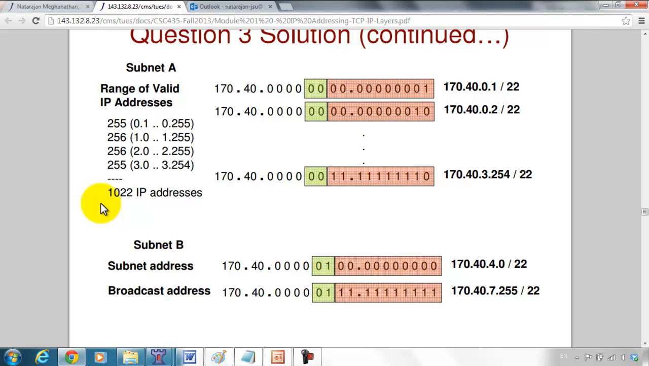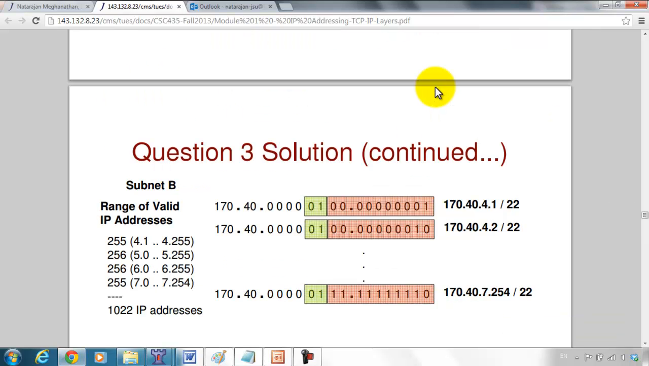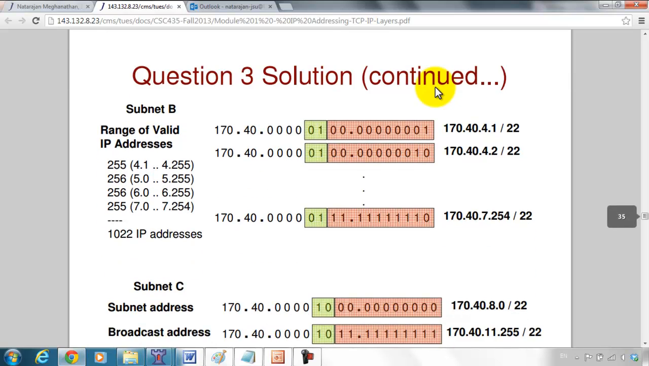For subnet B, you have 0, 1 for the 2 bits for subnet. The remaining is the same kind of approach. So you have 10 bits for the host part. So the subnet address is going to be 170.40.4.0/22, because if you look at these 8 bits together, that is a 4. And then you have 10 ones here for the host part, so it is 170.40.7.255. So everything between 4.1 to 7.254 is a valid range of IP addresses. So again, you have 1022 valid IP addresses.